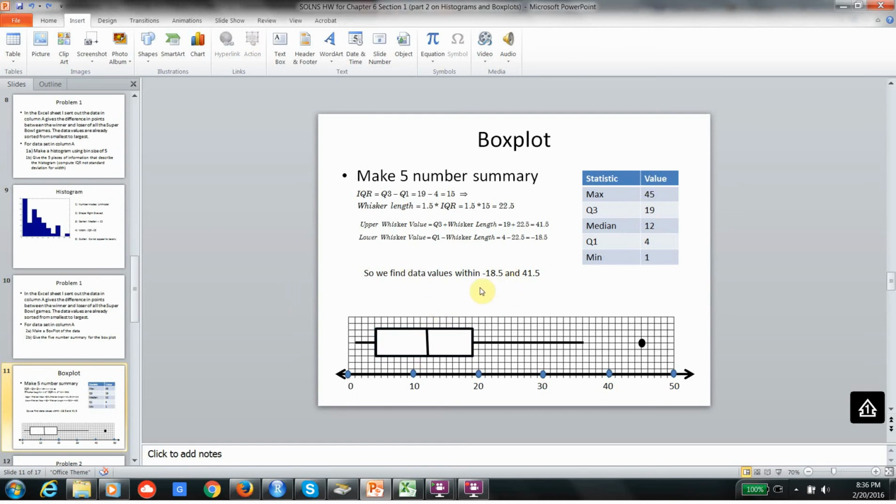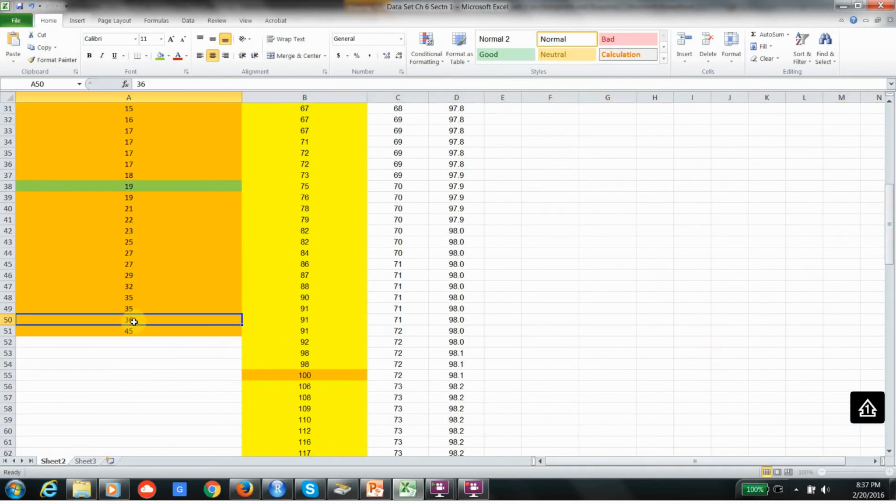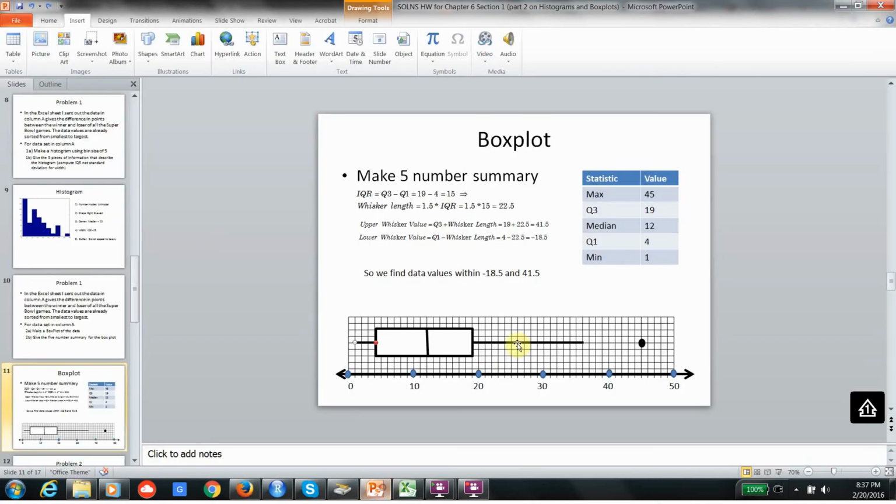Now I'm going to plot all the data values within minus 18.5 to 41.5. And you notice that 1 lies within here, so the lower value is going to be 1. But notice that the data value within 41.5, if I go back to the chart here, happens to be 36. That's the value within 41.5, and so that's going to be the end of my whisker.